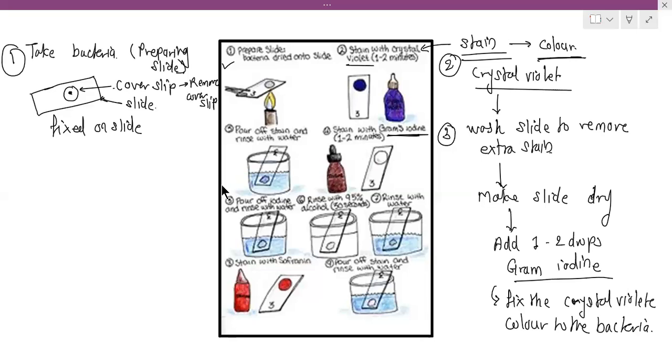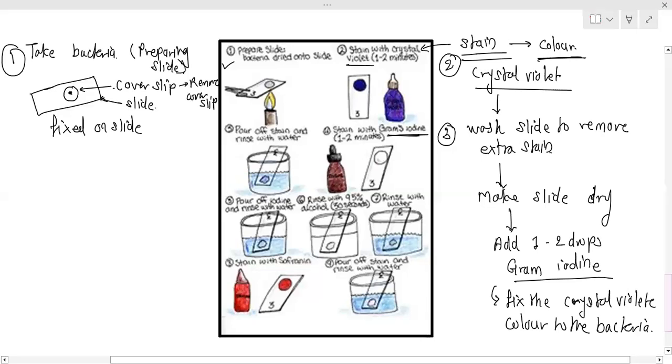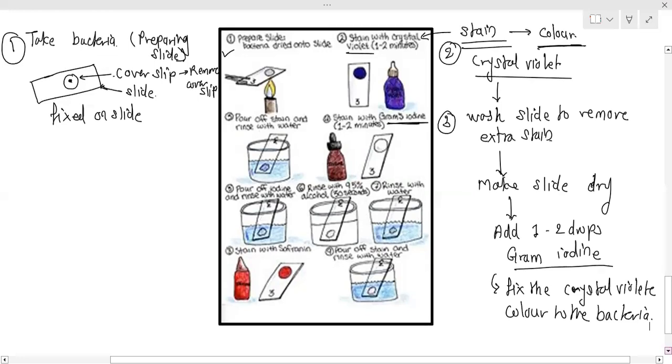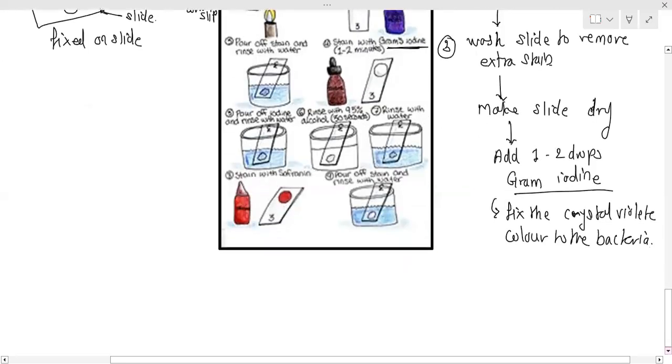Understanding? Fine. Then again wash the slide to remove extra iodine.